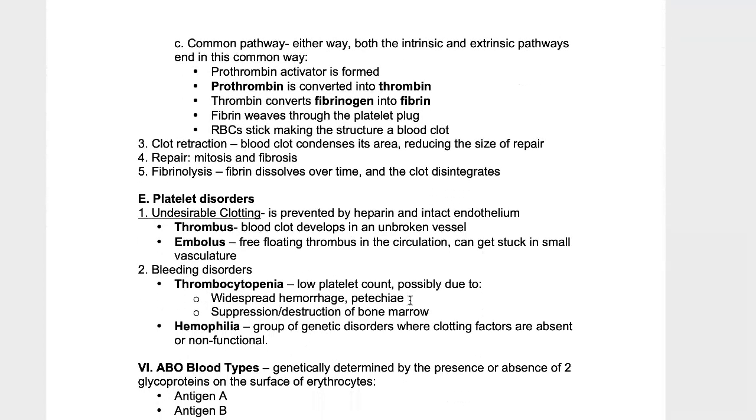Either way, both the intrinsic and the extrinsic pathways will lead to prothrombin activator being formed. Prothrombin activator will convert prothrombin into thrombin, and thrombin is the substance that will convert fibrinogen into fibrin. Once fibrin is present, fibrin will weave through the platelet plug, strengthening the platelet plug enough so that red blood cells can stick, and that's what we call a blood clot. Once the clot is formed, platelets will contract, reducing the size of repair. Repair will occur, and eventually the clot will dissolve over time. That's known as fibrinolysis.